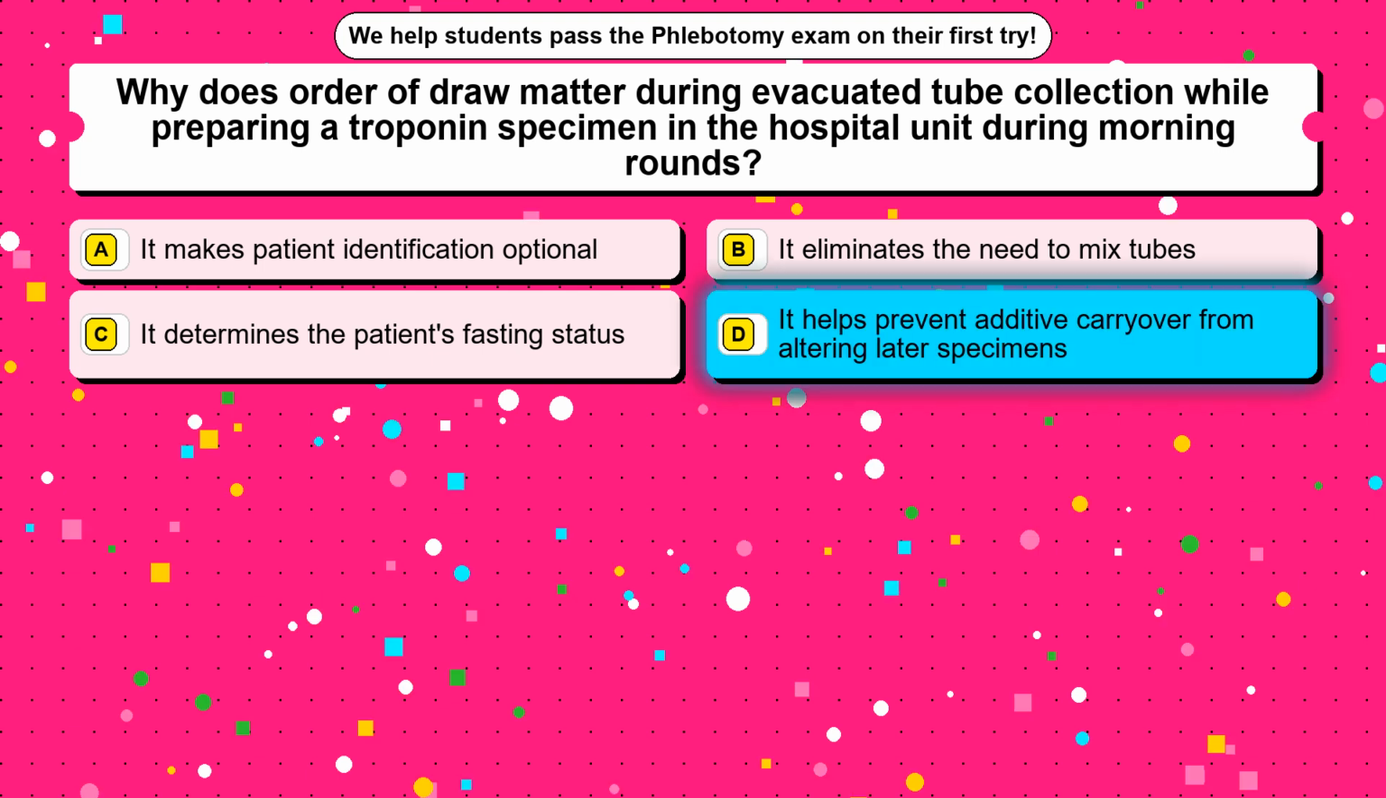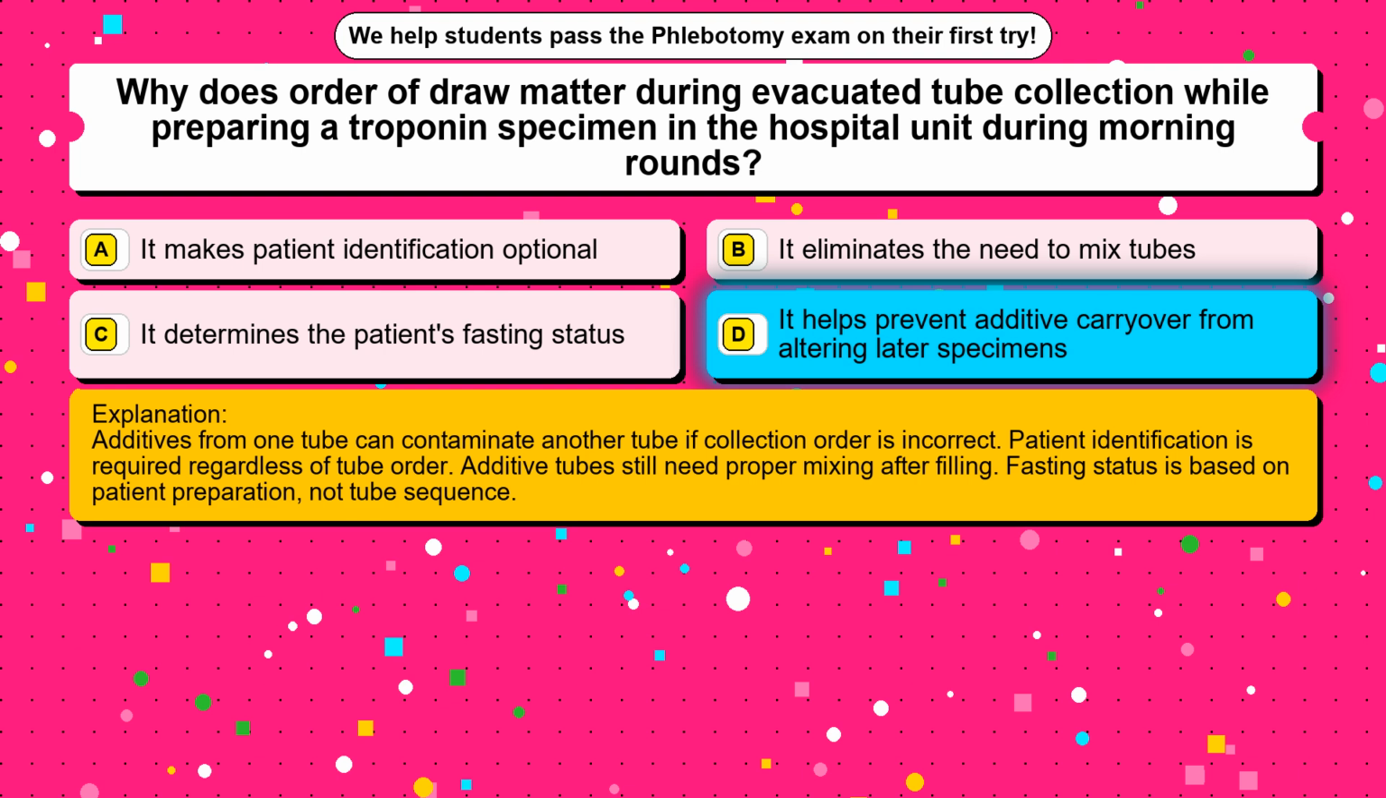The correct answer is option D. It helps prevent additive carryover from altering later specimens. Additives from one tube can contaminate another tube if collection order is incorrect. Patient identification is required regardless of tube order. Additive tubes still need proper mixing after filling. Fasting status is based on patient preparation, not tube sequence.